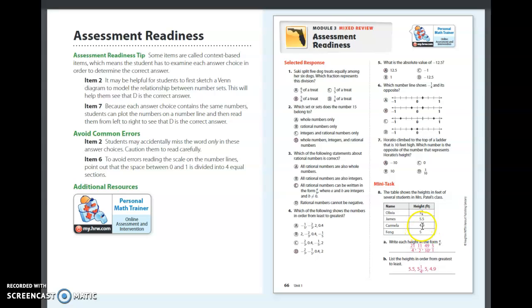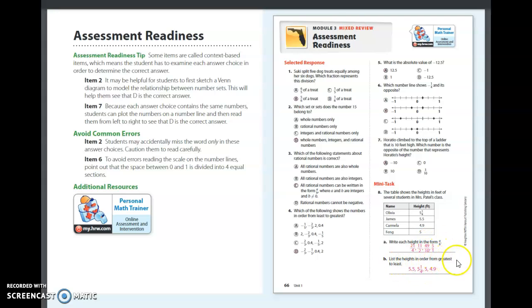Same thing goes for Carmela. That's going to be 4 and 9 out of 12. And then for Fang, it's just going to be 5. And so you can see here that if I were to put those heights in correct order, it would be 21 over 4, 11 over 2, 49 over 10, and then 5 over 1.